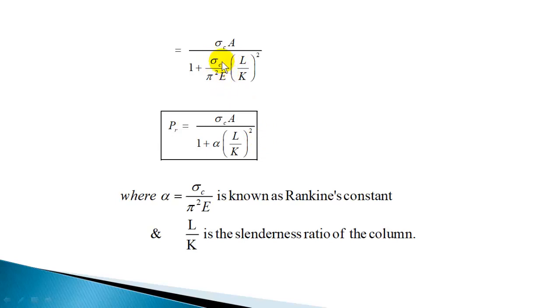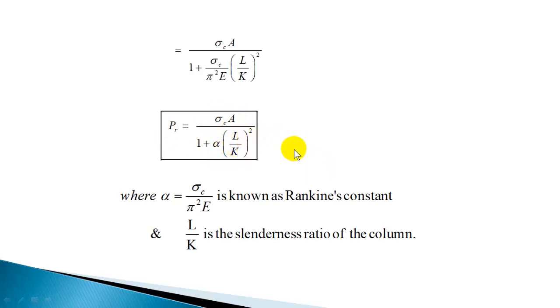Now sigma C by pi square E is a material property. Sigma C and E are material properties, so it is a constant for a given material. That constant is known as Rankine's constant. So sigma C by pi square E is written as alpha, which is known as Rankine's constant. And L by K is the slenderness ratio of the given column. So you get Rankine's load as sigma CA divided by 1 plus alpha into L by K square.